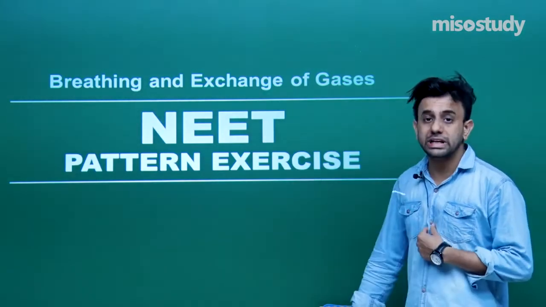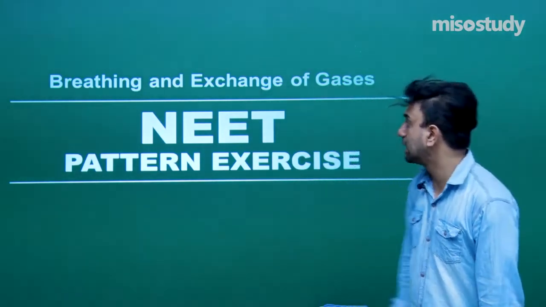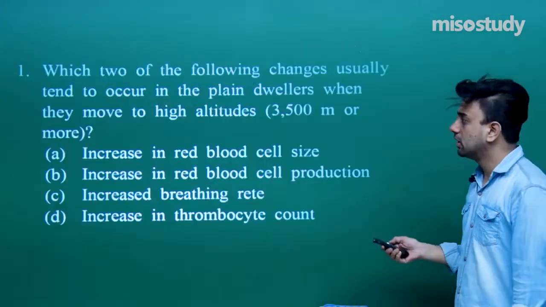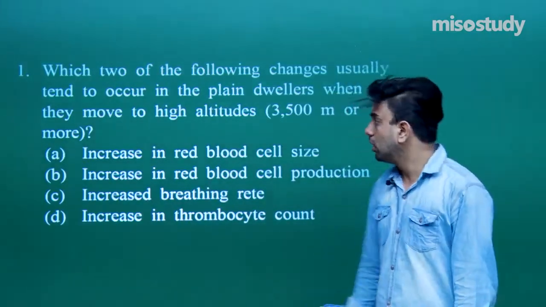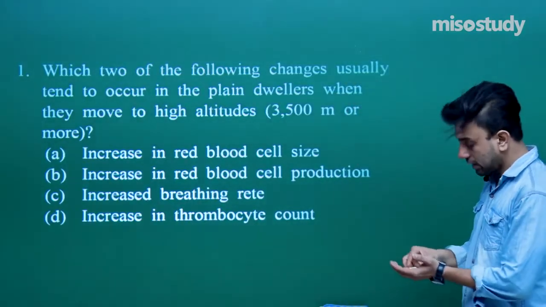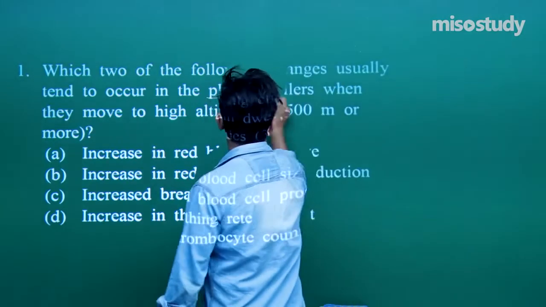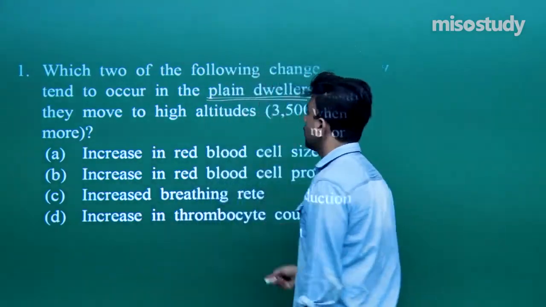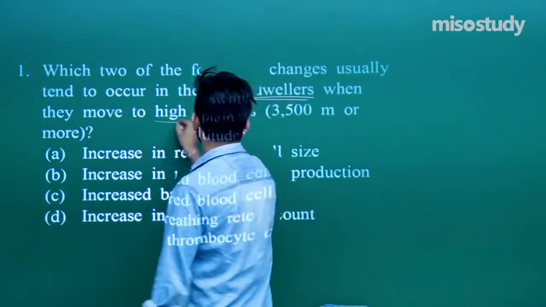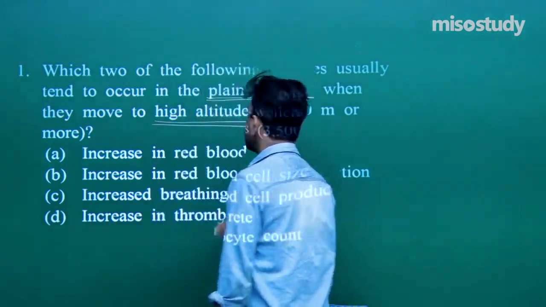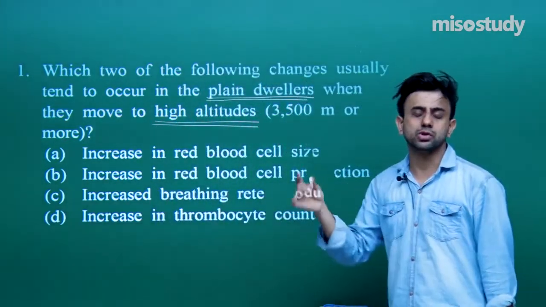We will today do the NEET based question exercise of breathing and exchange of gases. The first question: which of the following changes usually tend to occur in the plain dwellers when they move to high altitudes? That means what is happening when they are moving from plain to high altitude.